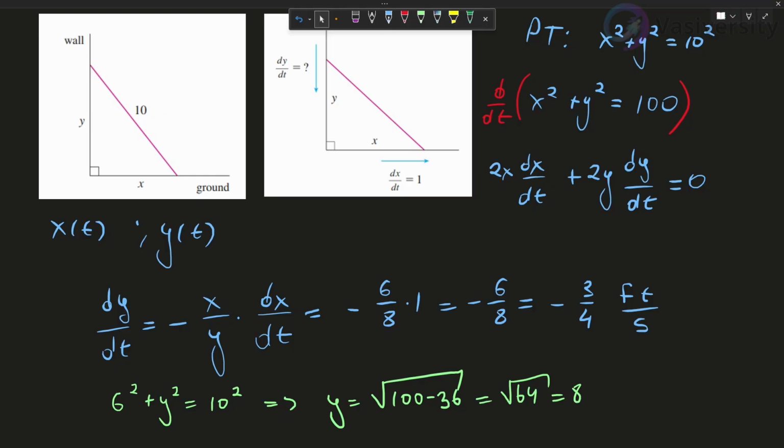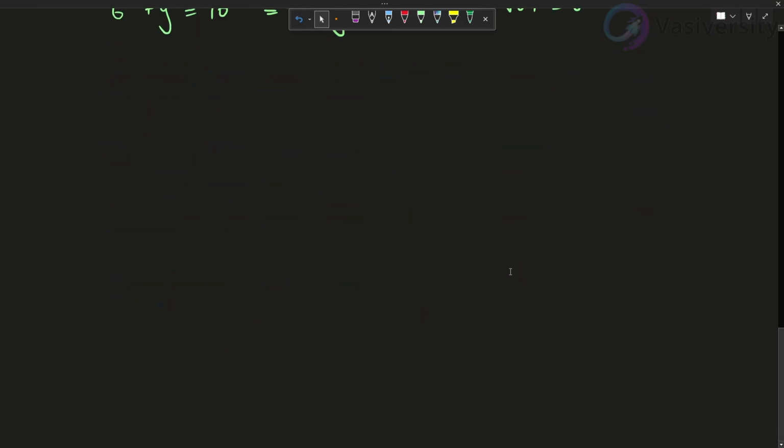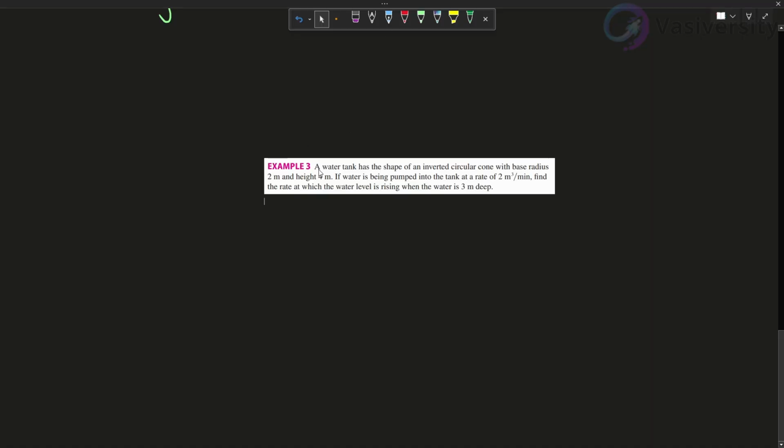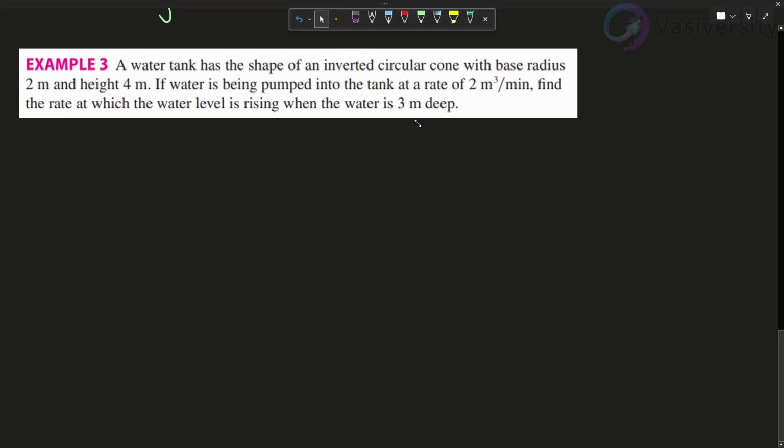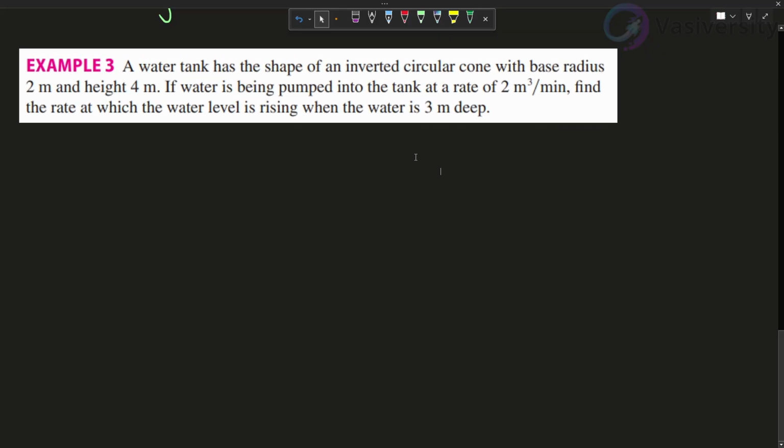All right, perfect. So now let's take a look at the next problem. So let's take a look at a cone problem. So now the next example is going to be as follows. A water tank has the shape of an inverted circular cone with base radius of 2 meters and height of 4 meters. If water is being pumped into the tank at the rate of 2 meters cubed per minute, volume per minute, find the rate at which the water level is rising when the water is 3 meters deep.